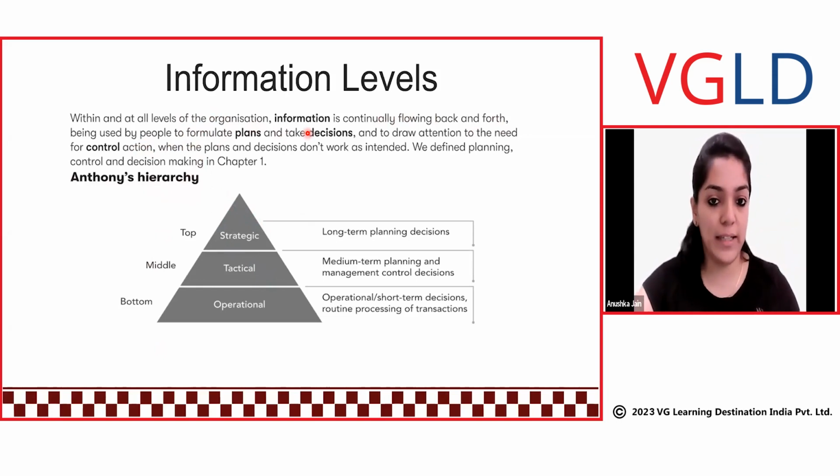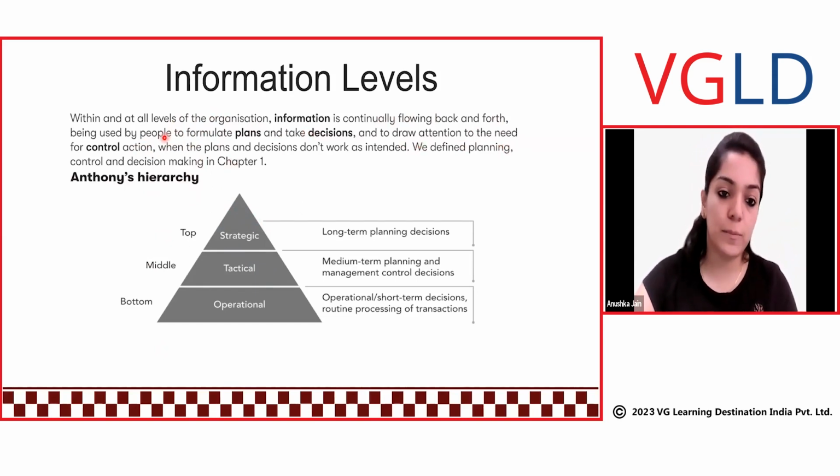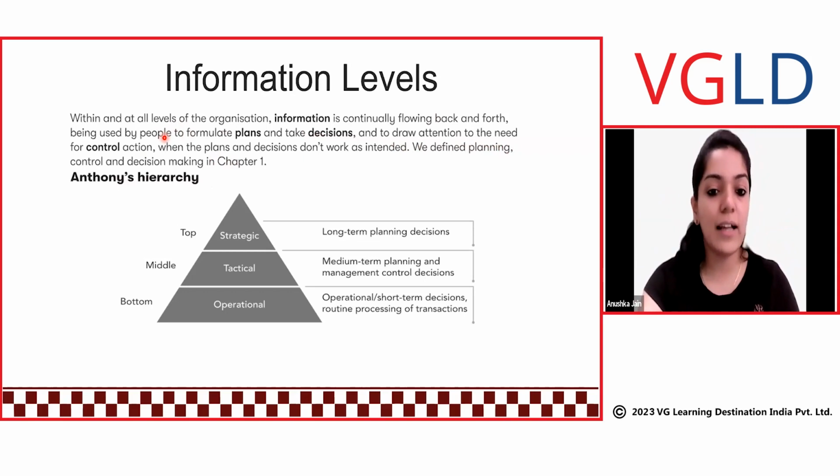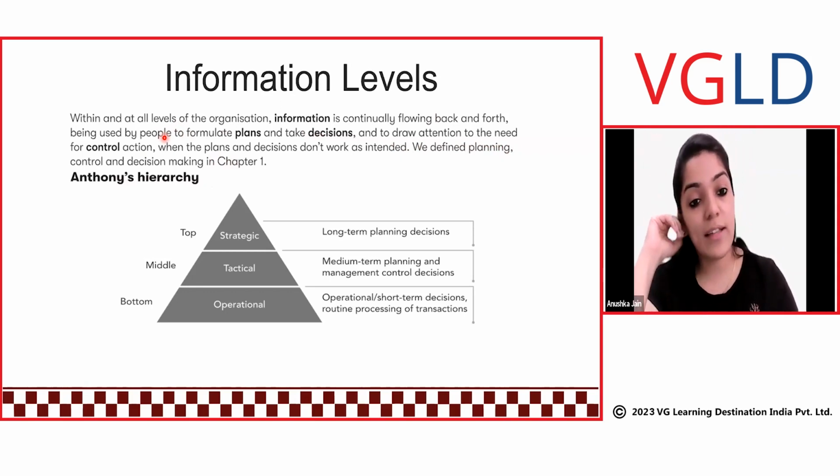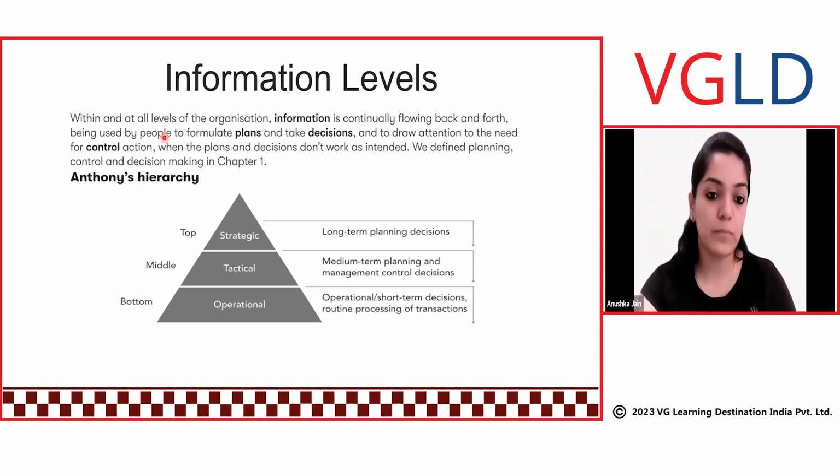To support decision making, to help you to formulate plans, and to draw attention to the need for control action. If something is going off track, then the information helps us to understand. Now, if your work should have been completed in 2 days and the information system is showing that it is still work in progress, it means what? There is a need for taking control action so that you come back on track.